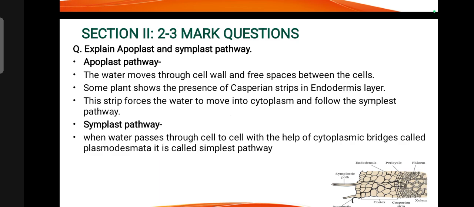In active transpiration, no root pressure is generated. Explain apoplast and symplast pathway with diagram. Diagram is given below. There are two types of water transport pathway. Apoplast: water moves through cell wall and free spaces between the cells. Some plants show presence of Casparian strips in endodermis layer. These strips force the water to move into cytoplasm and follow the symplast pathway. The symplast pathway: when water passes through cell to cell with the help of cytoplasmic bridges called plasmodesmata, it is called symplast pathway.